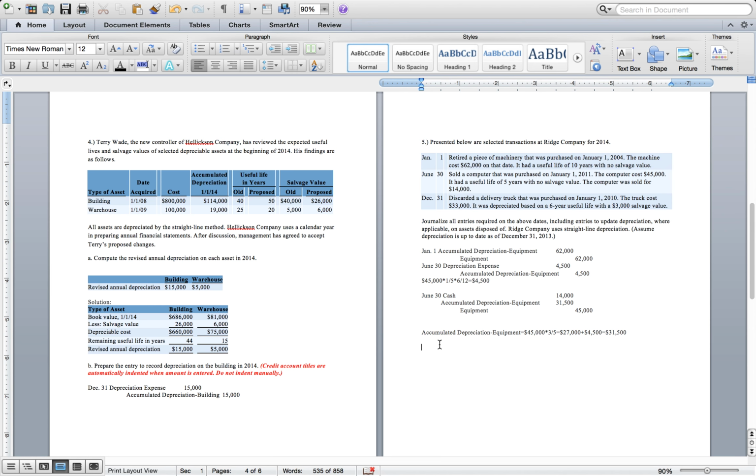Now, when you sold this equipment, you actually had a gain on disposal of plant assets. And let's see how we got that gain. It says here you got $14,000. Take $14,000 and you want to subtract how much it was worth at the time. So if you bought it for $45,000, subtract how much cumulative depreciation you have so far on it, which is $31,500. So you actually made a $500 gain on disposal of plant assets. And because it's a gain, you want to credit it.